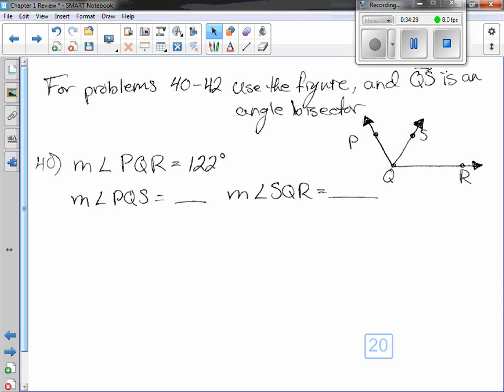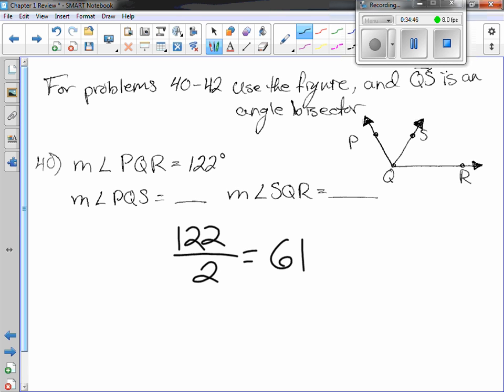Awesome. For problems 40 through 42, use the figure, and QS is an angle bisector. It means it cuts it in half. PQR, so the whole angle is 122. So if we cut it in half, PQS and SQR are both 61 degrees. That's it for that one. We good with this here?